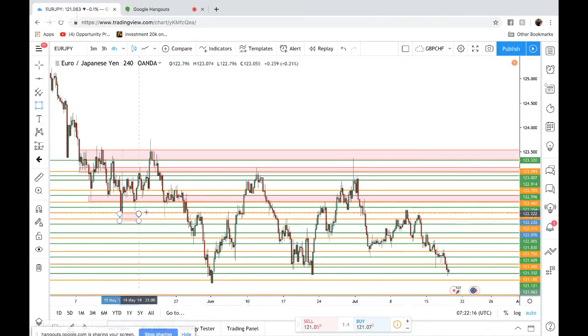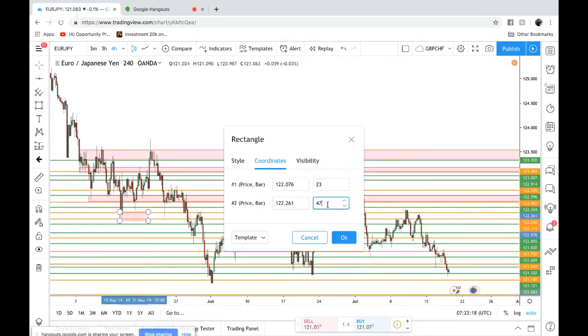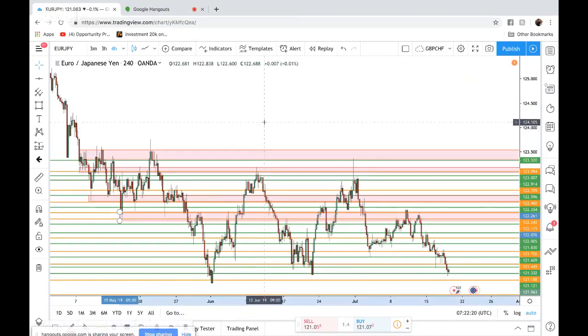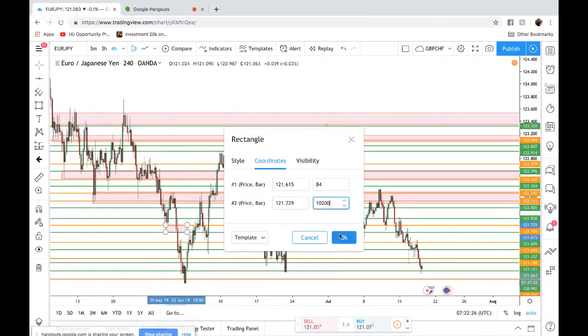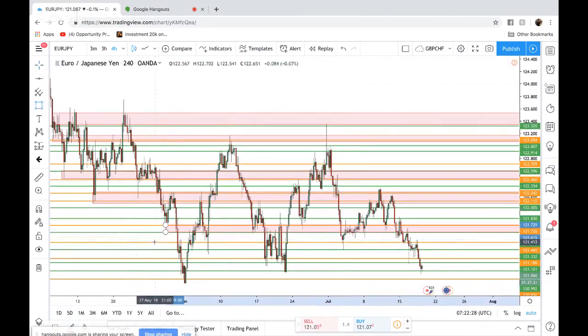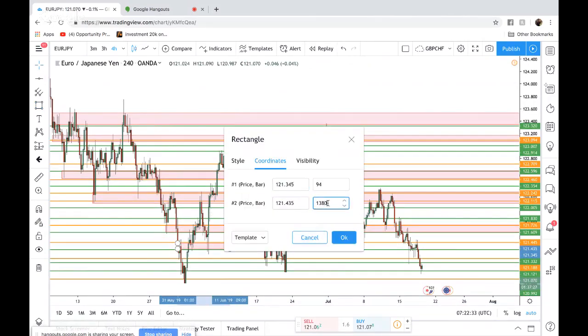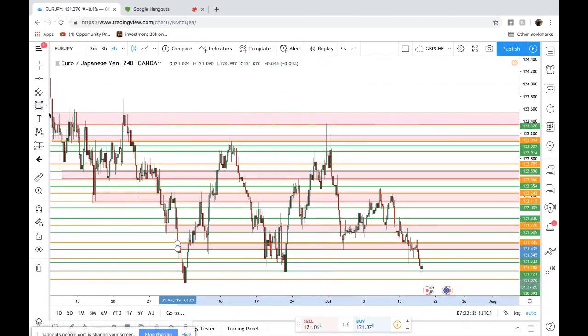We have this wick area right here. There's this area right here, wicks. There's this area right here with wicks. And as we're moving down, we're just identifying all those wick areas.